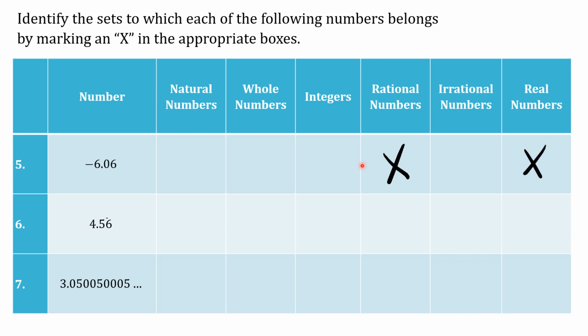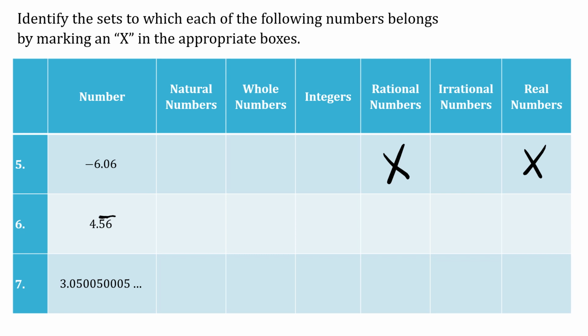Right, what about 4.56? Is that a terminating decimal, or is it a repeating decimal? Is it a non-terminating, non-repeating? What do you think? Oh, and it looks like there's supposed to be a little line over there. Whenever I copied it over, it might have messed that up. So maybe this is supposed to say 4.56 with the line over it. Sorry, I messed that up. So we're going to put the line over the 5.6.